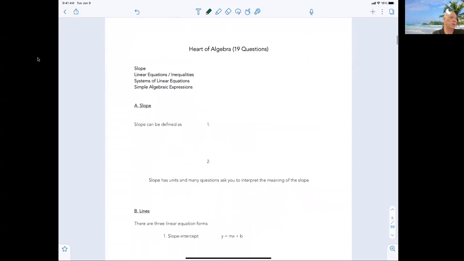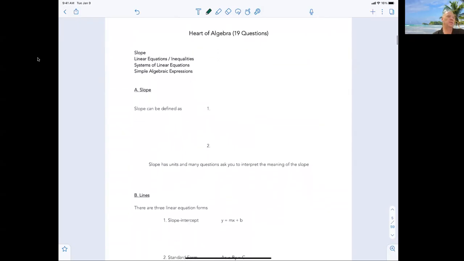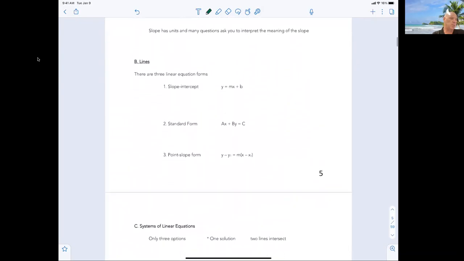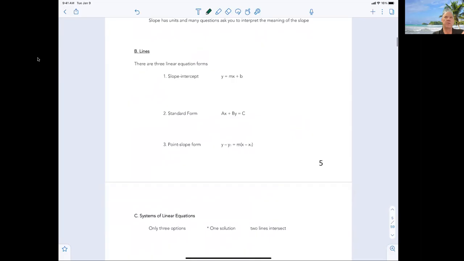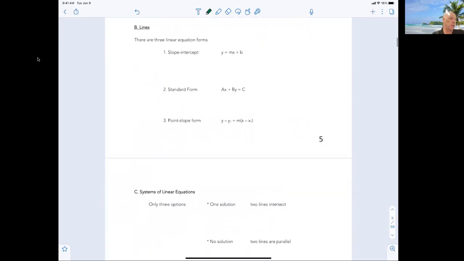Now, next. The heart of algebra on the test has 19 questions. Believe it or not, it's always standardized. It's always kind of the same. So heart of algebra is a pretty important topic, so we spend a little bit more time working on that component of the test. And these are all the topics. Again, I don't really want to spend much time on this. I'd rather just jump in and get started, try to help you as quickly as I possibly can.